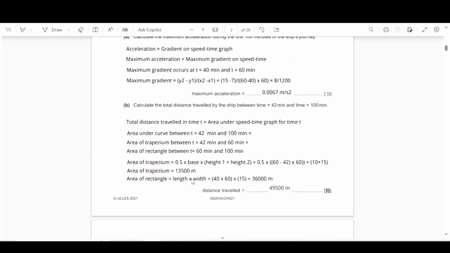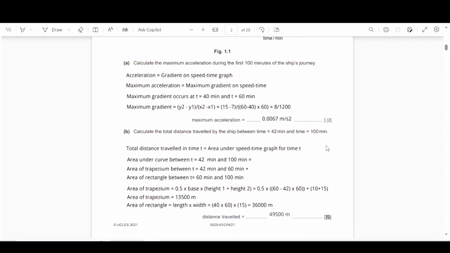And that gives me around 13,500. Note that because I am multiplying, I've still got my speed in meters per second, so that's 10 plus 15. But I've got my times in minutes, so I do need to convert the time into seconds. That's why I've done 60 minus 42 times 60. You've got around 18 minutes multiplied by 60 seconds per minute to get the value in seconds, and that gives me 13,500 meters for the trapezium.